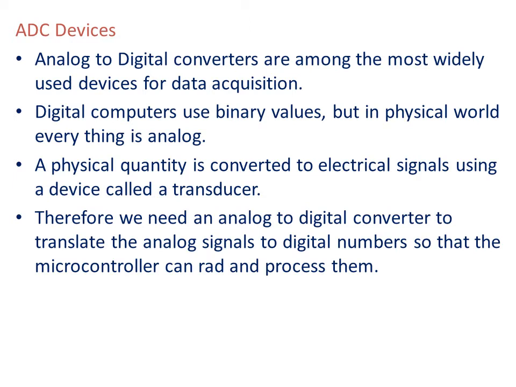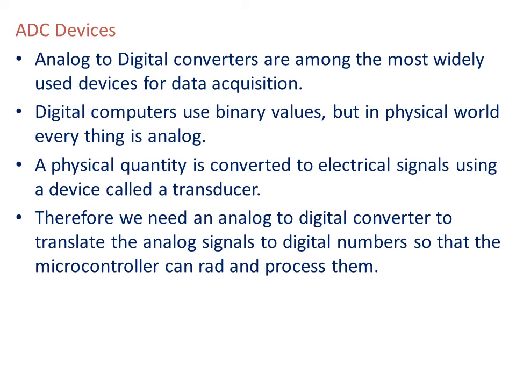Digital computers use binary, that is discrete values, but in the physical world everything is analog, that is continuous in nature. For example, temperature, pressure, wind or liquid, humidity and velocity are a few examples of physical quantities that we deal with every day.